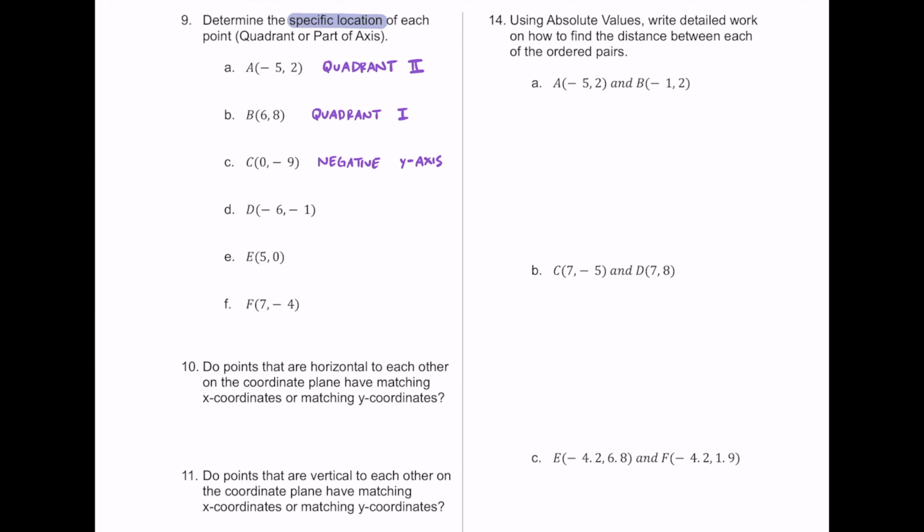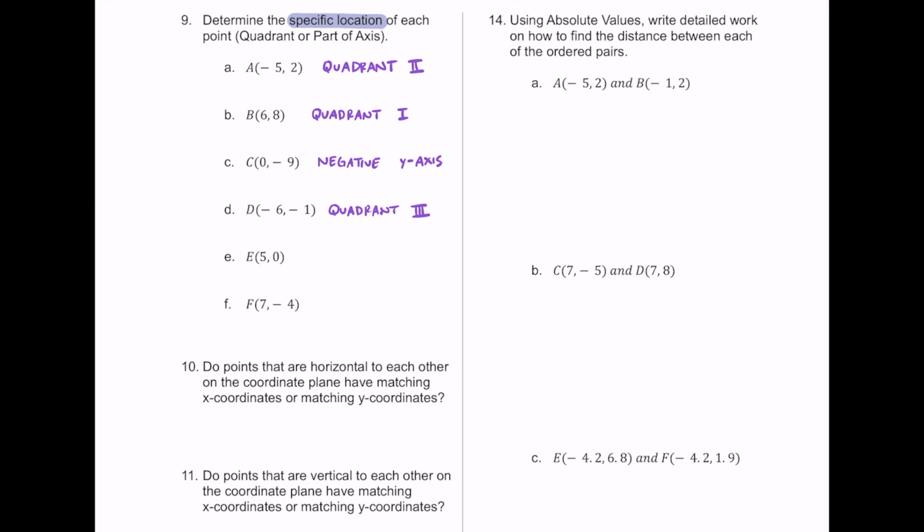For 9d, we have point D, negative 6, negative 1. From the origin, it's 6 to the left and 1 down. That brings us to the quadrant with the negatives. That's going to be over in quadrant 3. We have negative x and negative y values.